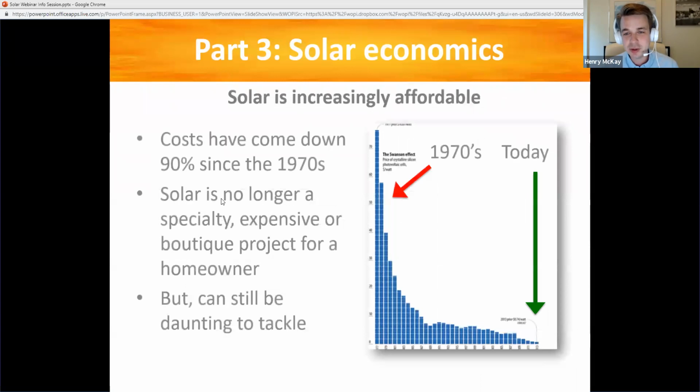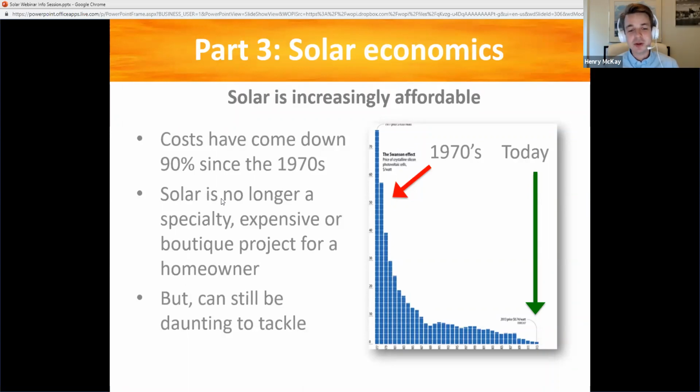Now, solar has gotten dramatically cheaper in recent decades. Since the 70s, the costs have come down 90%. So it's no longer the specialty boutique product that only a few people can afford, that people are doing purely out of environmental concern, but they're not saving any money on it. Now it is really a mainstream product. Many middle-class households are doing this. Even lower income households are doing this. And people are really seeing this as a way to save money, to take control of their energy while also doing something that is good for the environment, generating cleaner, no emissions electricity.